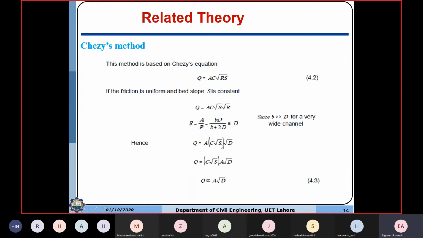Anyhow, further we can put this R equal to D. So Q equals A into C and root S into D, or further we can say, because C is constant and for given slope of the channel S is constant, so you can say that discharge in a stream is proportional to A under root D. So this is the concept of this method, that discharge is proportionally related with A under root D. So now let me come to the procedure of this method.